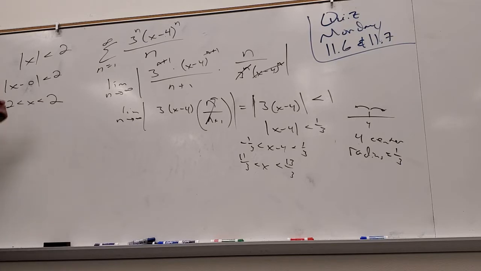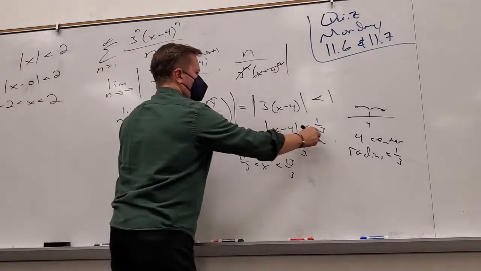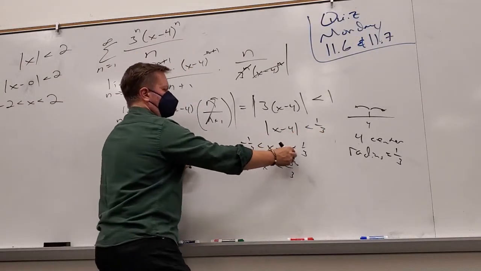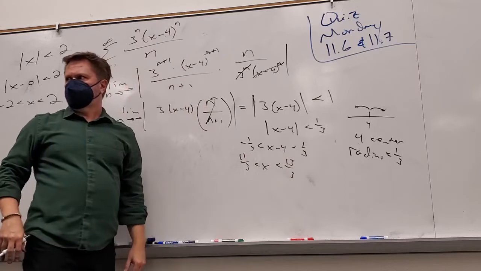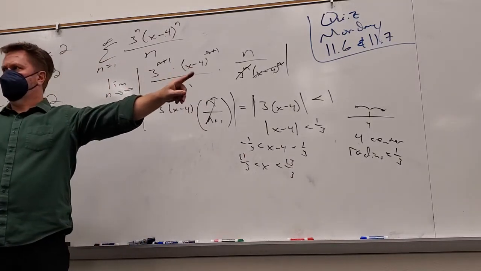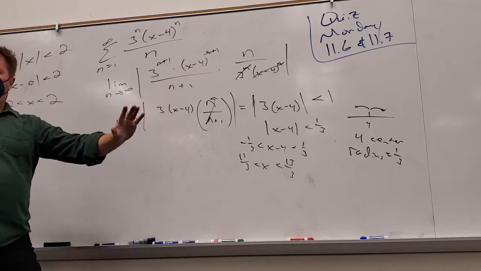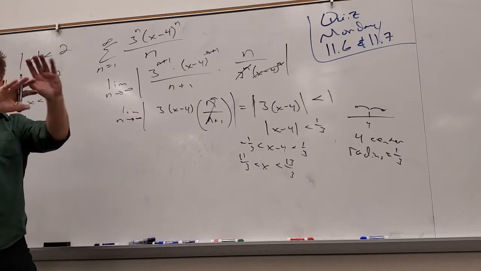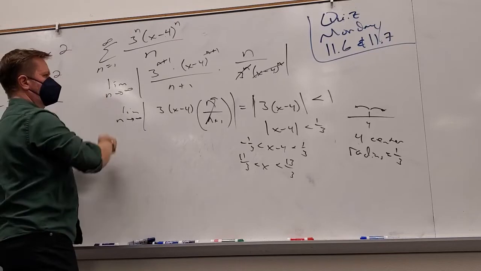You can always interpret absolute value of stuff less than a number as negative number less than stuff, less than that number. So that's what I did here. Absolute value of stuff less than a number: negative number less than stuff, less than the number. I can get 1/3 up, 1/3 down. Is that okay? Okay, so that's the ultra truncated version of that lecture.